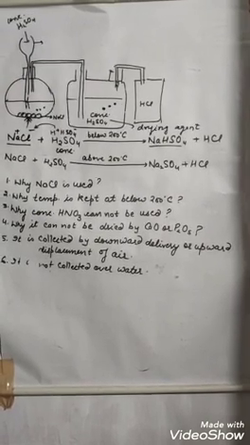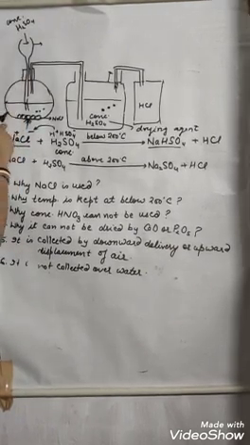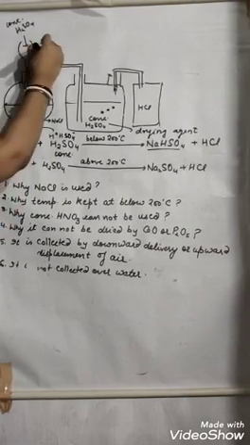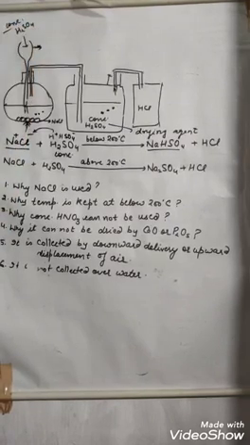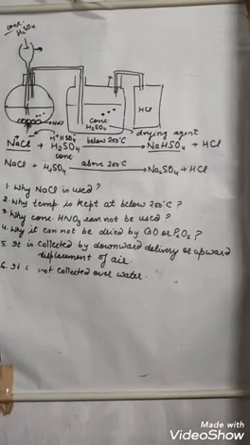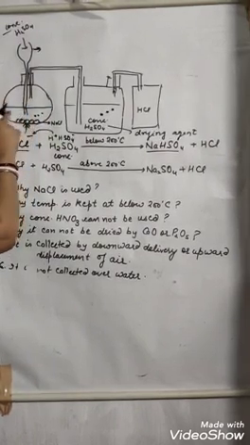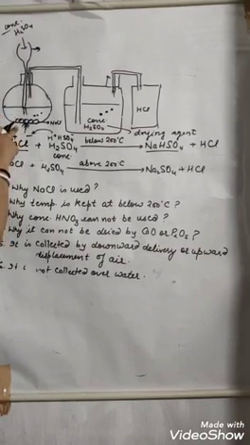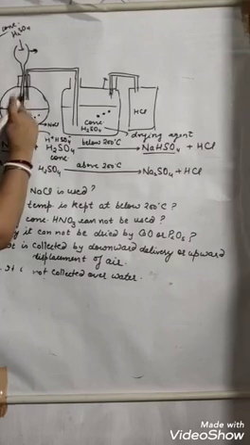What is the apparatus? So we will take a round bottom flask. Inside the round bottom flask we will take NaCl. From this thistle funnel, this is your thistle funnel, we will start pouring concentrated H2SO4. The lower end of the thistle funnel should touch the concentrated H2SO4 so that it should come in contact with NaCl directly. We will heat it up from here.